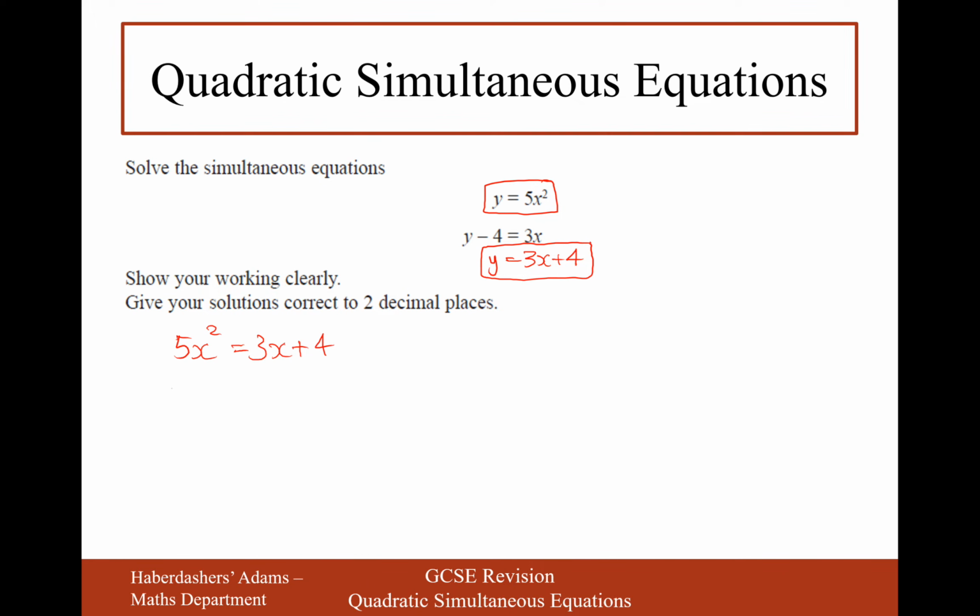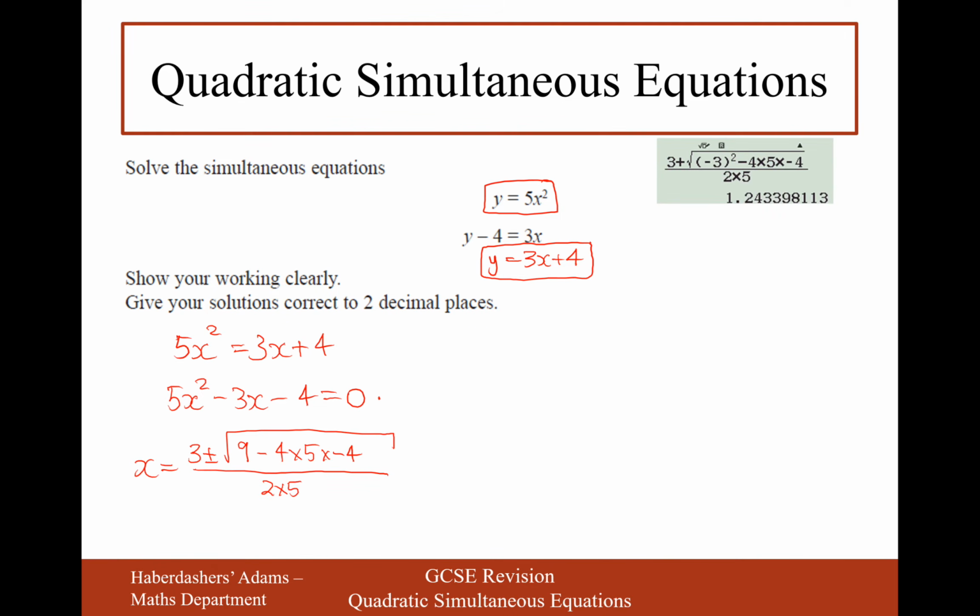We've now got a quadratic equation, so we can now move everything onto the same side and start using the quadratic formula. So it's going to be x equals minus b, that would be 3, plus or minus the square root of 3 squared, which is 9, minus 4 times 5 times minus 4, all over 2a, so that's going to be over 2 times 5. So let's grab the calculator and see what we get out of this then.